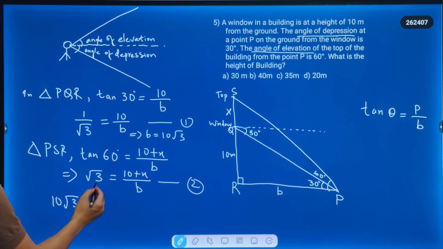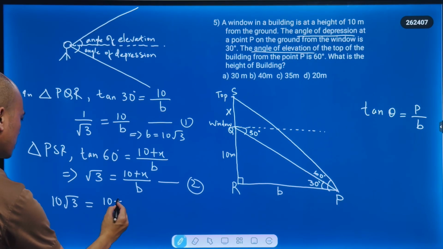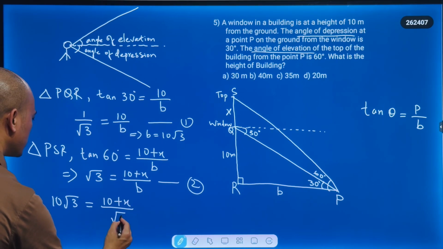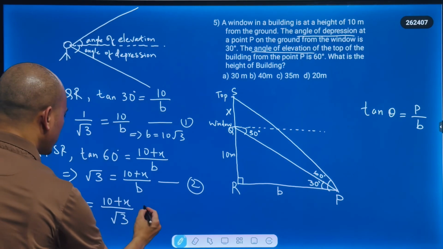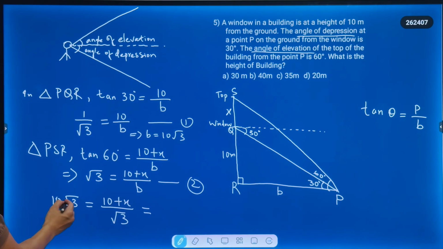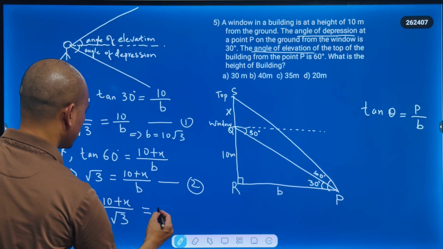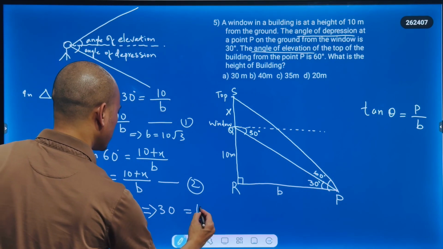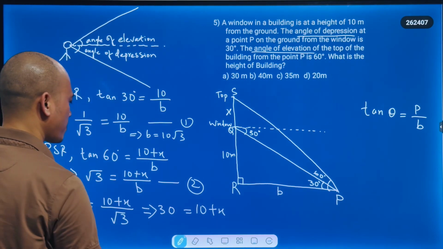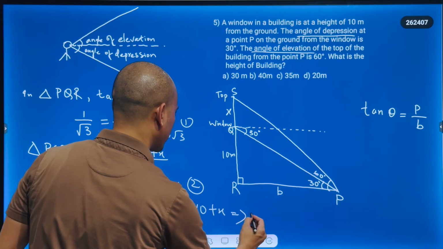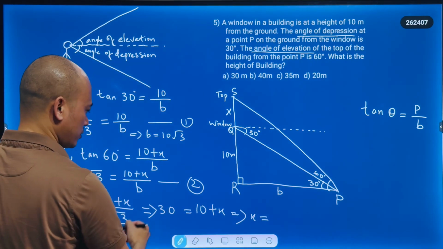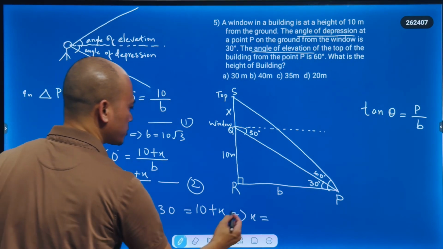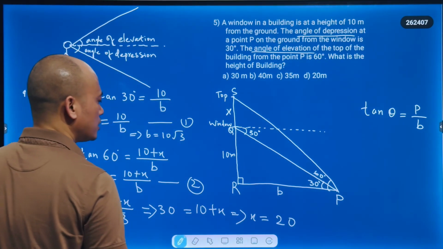So b is equal to 10 plus x by root 3. Now we cross multiply, and root 3 goes up: 10 root 3 into root 3. Root 3 into root 3 is 3 because it is the square root of 3. So 10 into 3 is 30, which is equal to 10 plus x. To find x, 10 goes to the left-hand side, so 30 minus 10, so x is equal to 20.